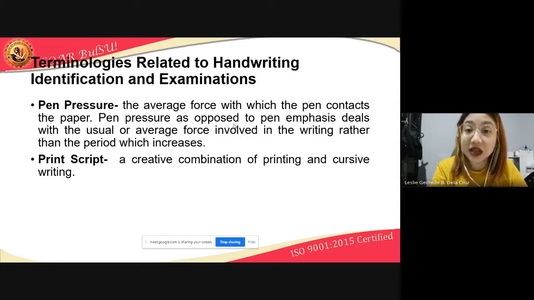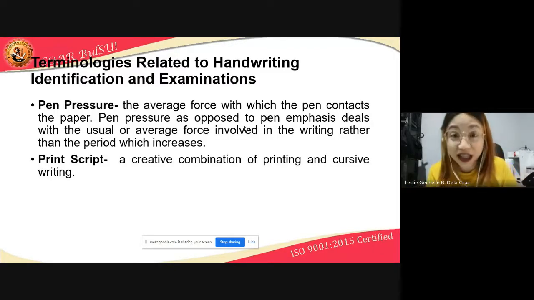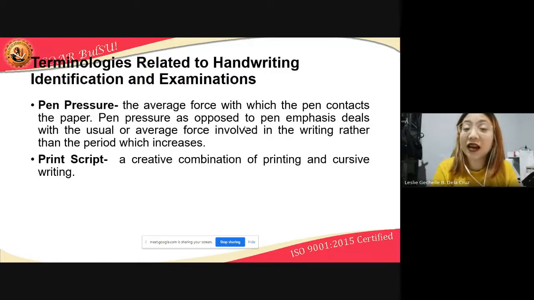Next is print script, a creative combination of printing and cursive writing. When you combine cursive, yung dikit-dikit yung letters. And script, kapag magkakahiwalay ang letters. Pag pinagko-combine mo sila, that's called print script.